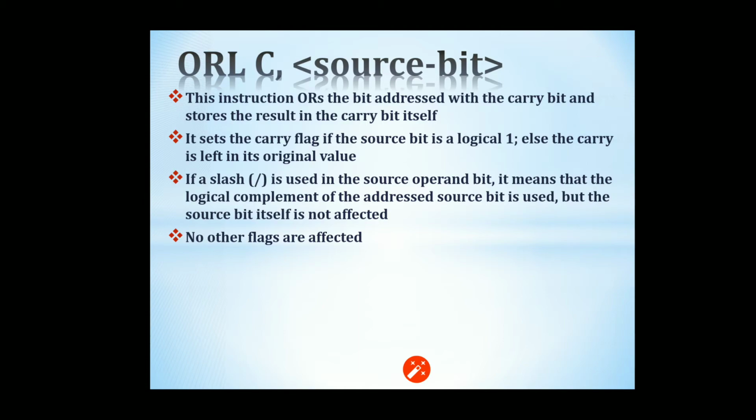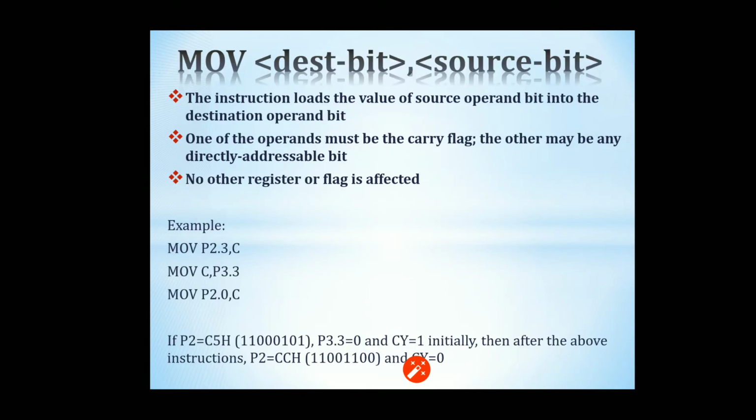ORL C, source bit. This instruction ORs the bit address with the carry bit and stores the result in the carry bit itself. It sets the carry flag if the source bit is logical 1, else the carry is left in its original value. If a slash is used in the source operand bit, it means that the logical complement of the addressed source bit is used, but the source bit itself is not affected. In this instruction, no flag will be affected.